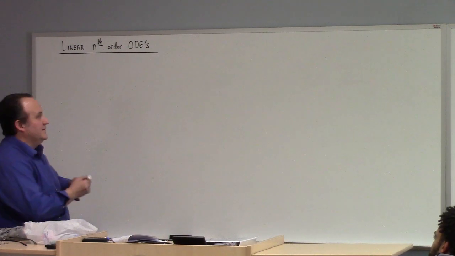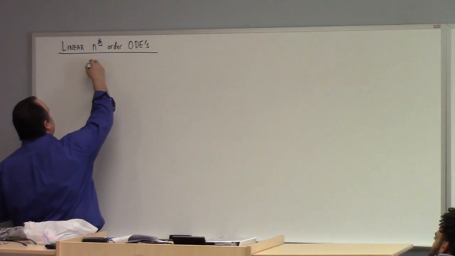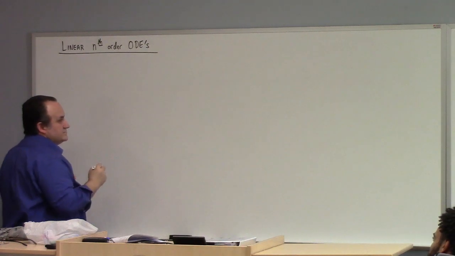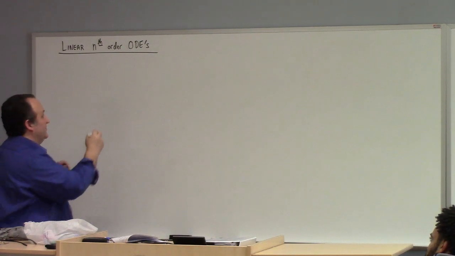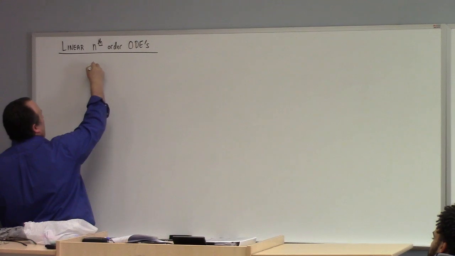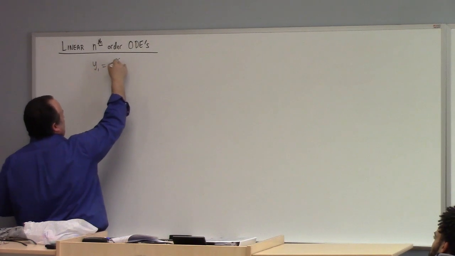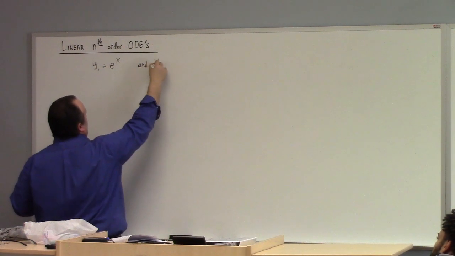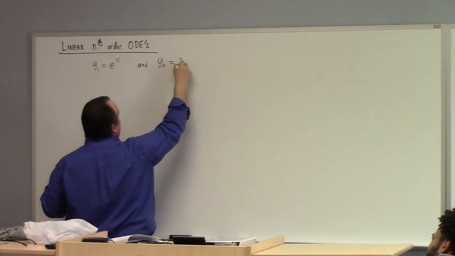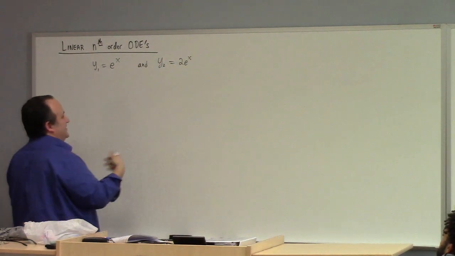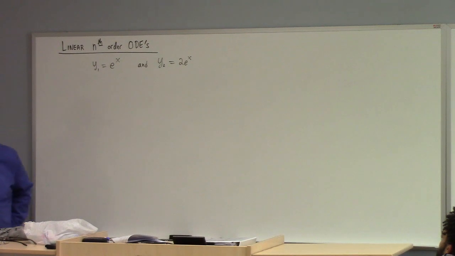How about this? Well, I think of linear independence and dependence, I think of matrices. But we're talking about functions. So, you know, for functions, how about this? If I had like y1 is e to the x and y2 equals 2e to the x, you'd be like, well, those aren't really different functions, right? One's just a multiple of the other, you know?